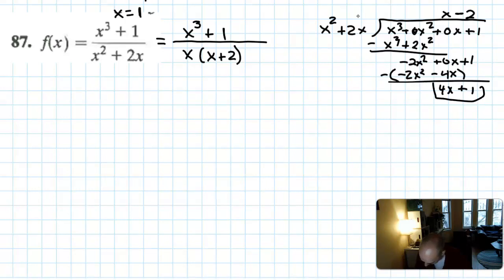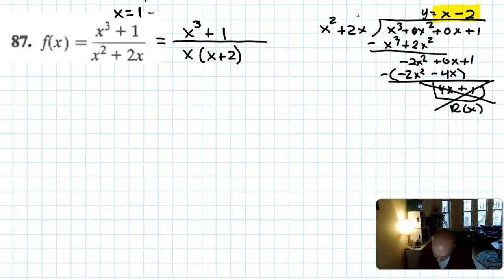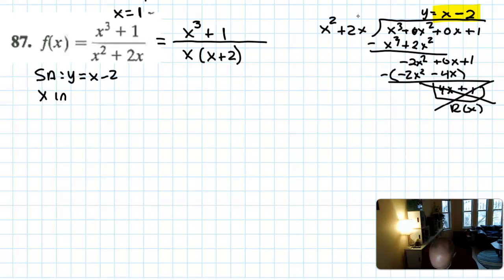And this is again the remainder polynomial that we do not care about when finding slant asymptotes. The slant asymptote is just the quotient, y equals x minus 2. So we get our slant asymptote y equals x minus 2. We have our x-intercept of x equals 1 as the only x-intercept. We have our vertical asymptotes of x equals 0 and x equals 2.